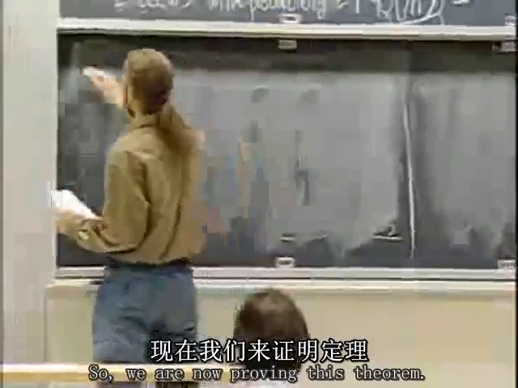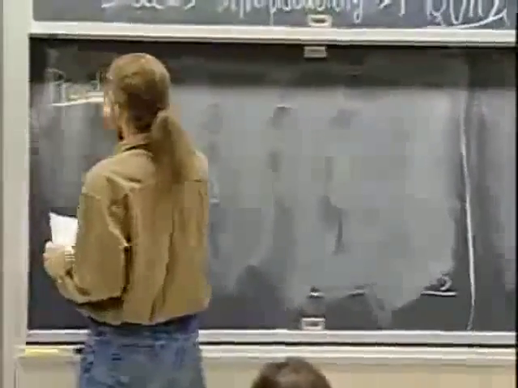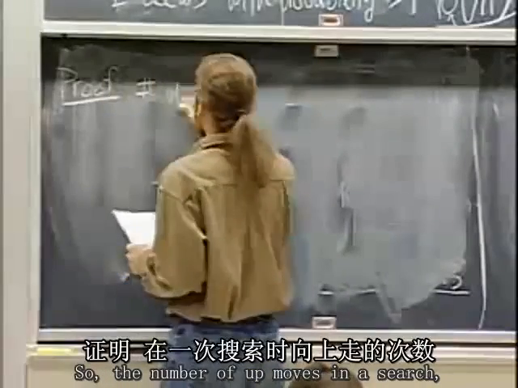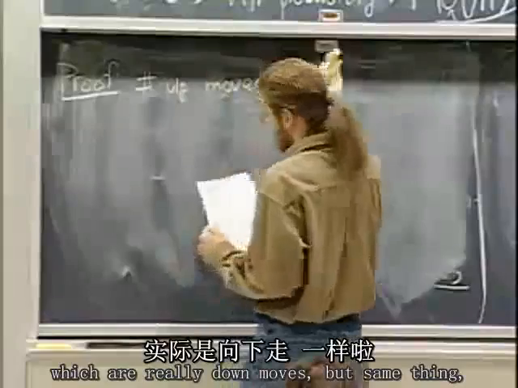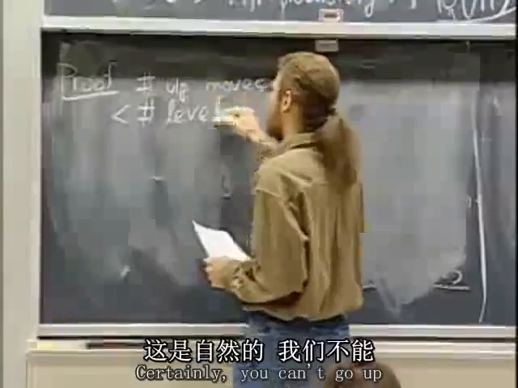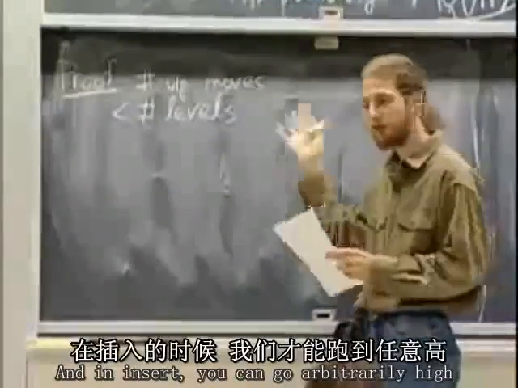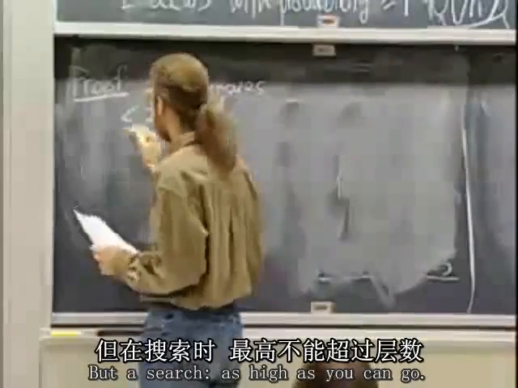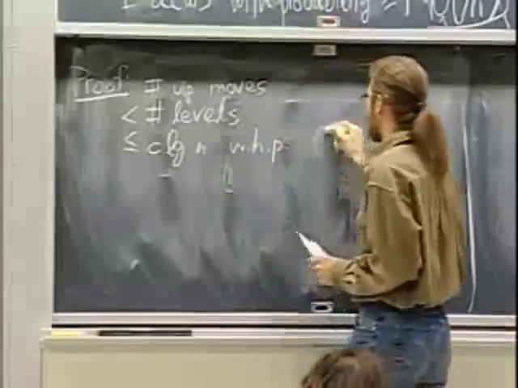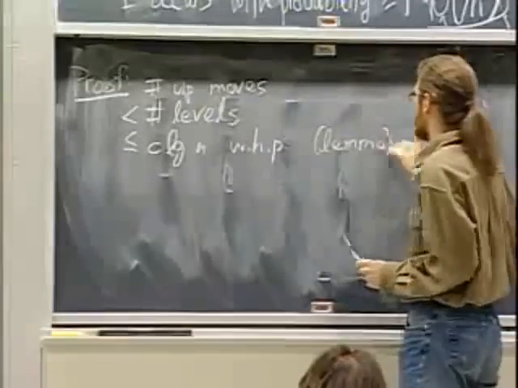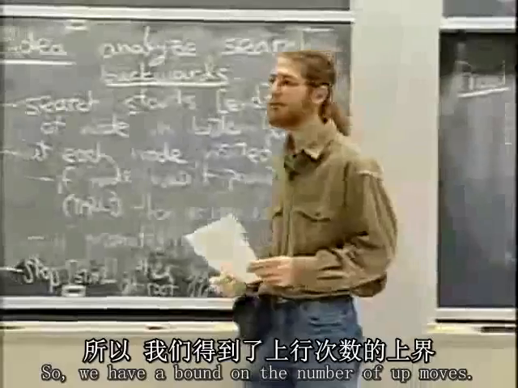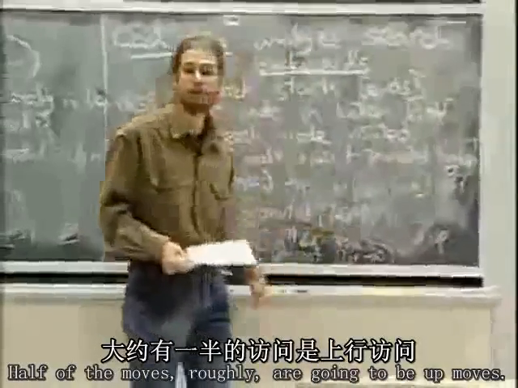So we're now proving this theorem. The number of up moves in a search, which are really down moves, but the same thing, is less than the number of levels. Certainly you can't go up more than there are levels in a search. In an insert, you can go arbitrarily high, but in a search, as high as you can go. And this is at most C log n with high probability. This is what we proved in the lemma. So we have a bound on the number of up moves. Half of the moves, roughly, are going to be up moves. So this pretty much bounds the number of moves.